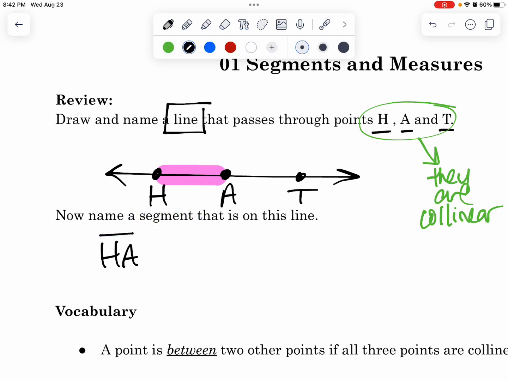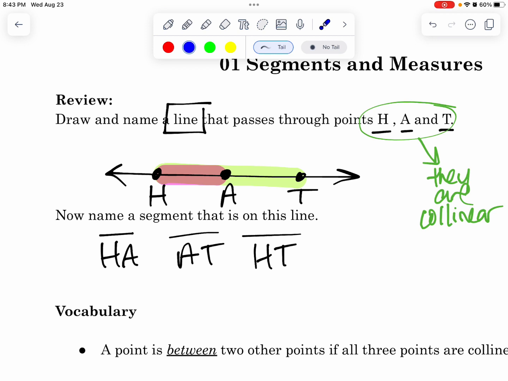Okay, you have a couple other options. Another option of a segment would be AT. So I'm going to put AT. Another option for a segment would be from here to here. That's H to T. So HT. Any of those are fair game. Okay, cool. The important thing that I'm going to be paying really close attention to is if I ask you for a segment, you must have a bar over your letters, not arrows, because arrows go with lines.